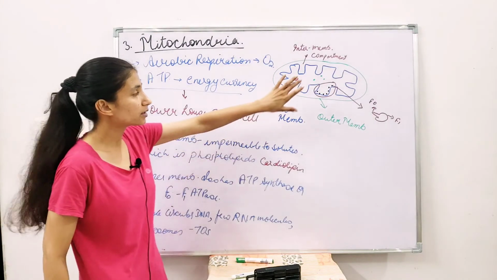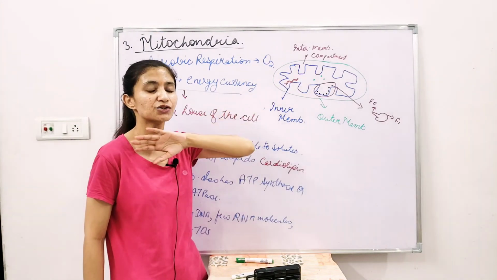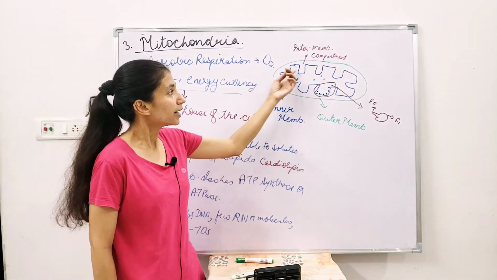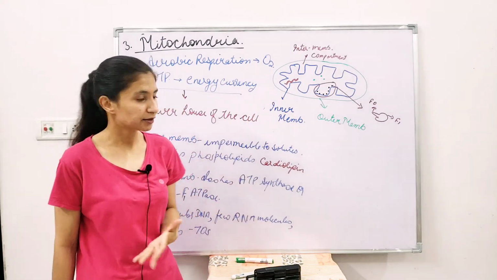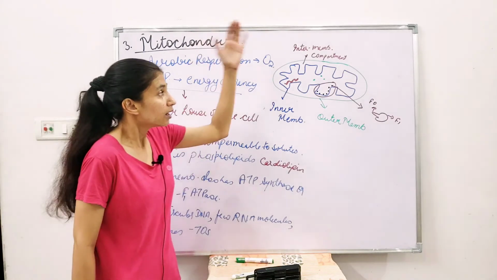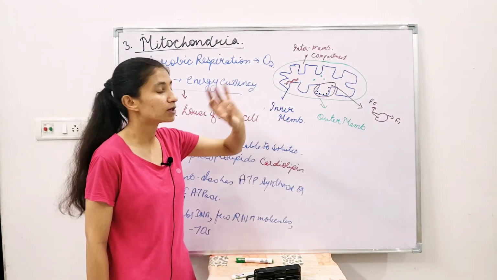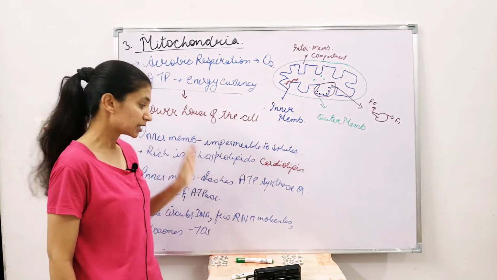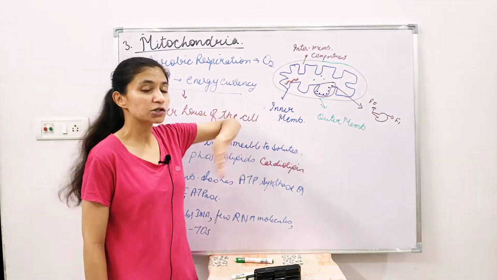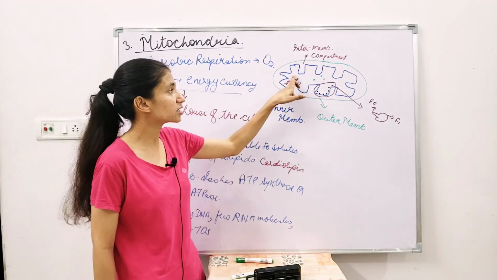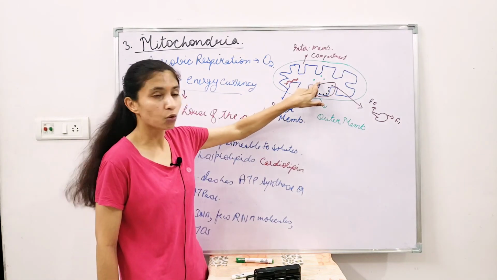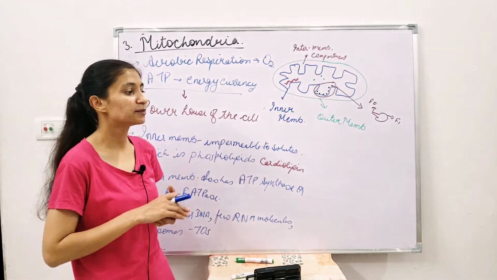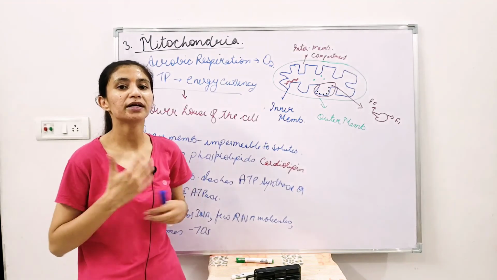The inner membrane of the mitochondria is rich in phospholipids, and one of the phospholipids is cardiolipin. It is impermeable to solutes, so none of the solutes can enter it or leave it. The inner membrane also has an enzyme complex called F0, F1 ATPase or ATP synthase. Mitochondria is also the only organelle which has its own DNA, a single circular DNA. It has its own ribosomes, a few RNA molecules, and it produces its own protein. That is why the mitochondria can divide also.